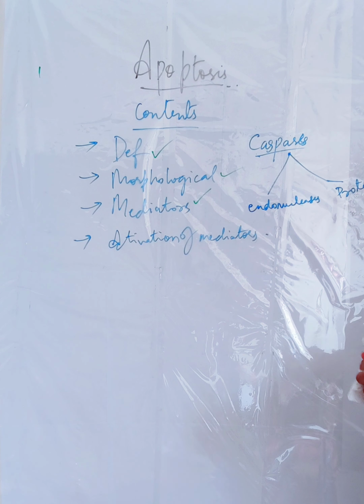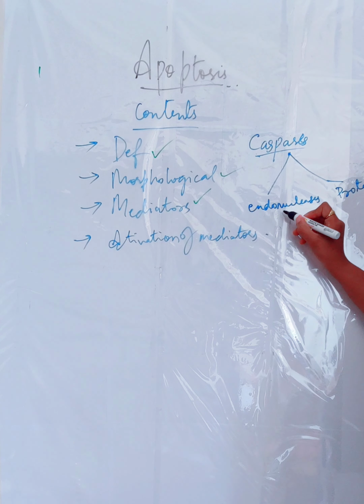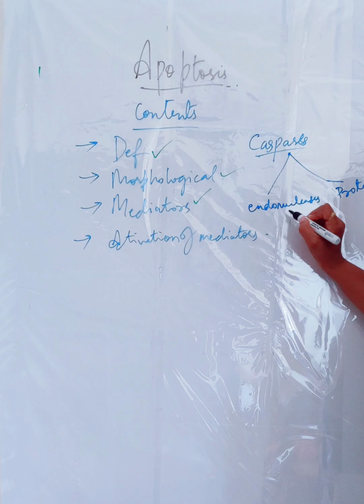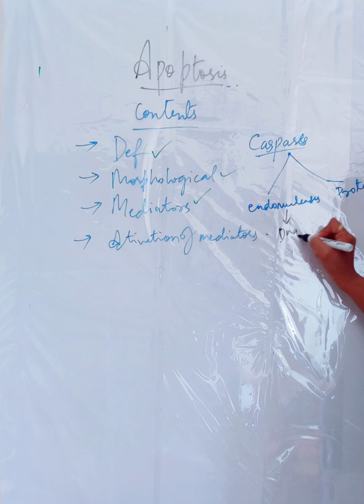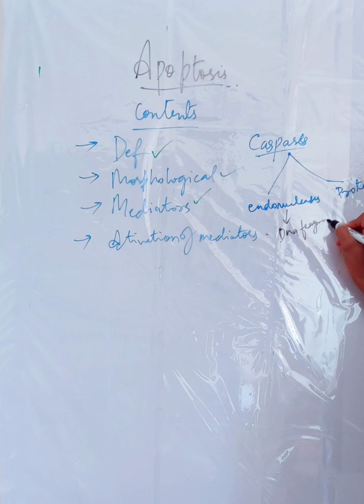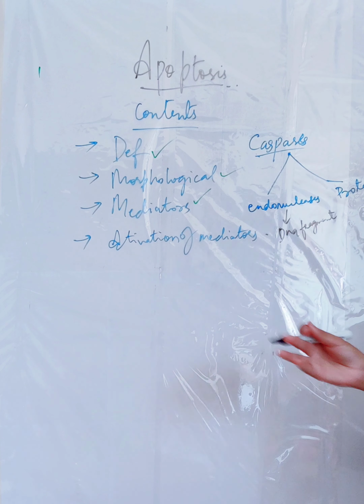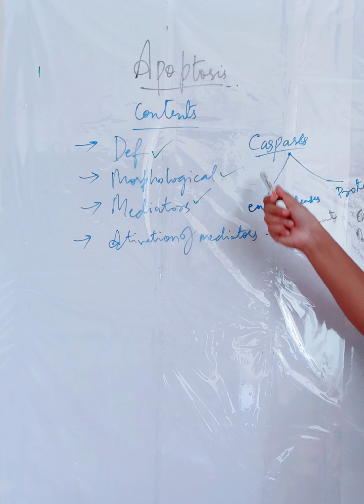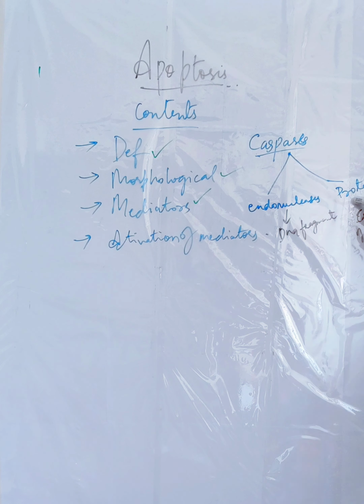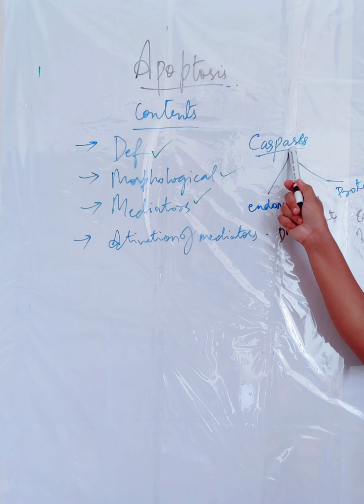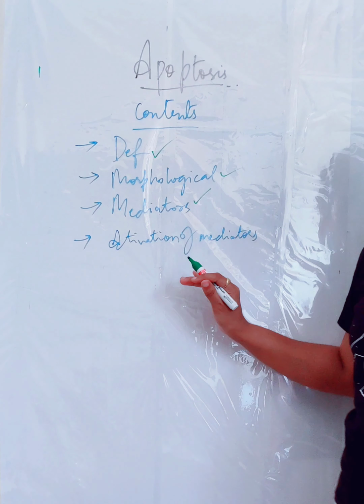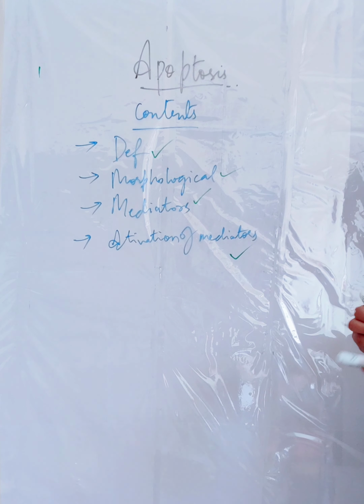Now what do these endonucleases and proteases do? The endonucleases will cause DNA to fragment. It will destroy DNA. And the protease destroys the cytoskeleton of the cell. So caspases activate endonucleases and proteases. Then endonucleases fragment DNA, and proteases fragment the cytoskeleton of the cell. This is about the mediators. Now we'll talk about the activation of mediators.